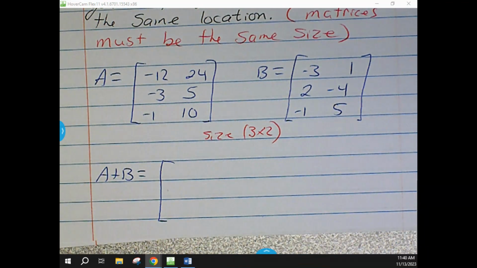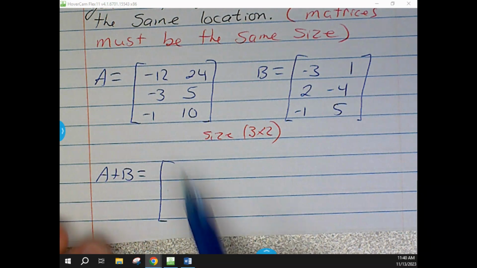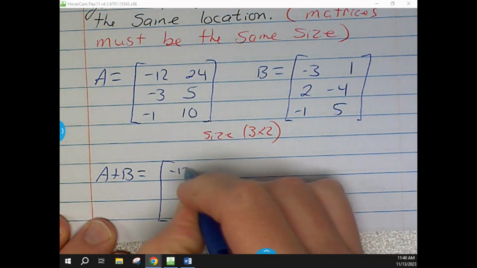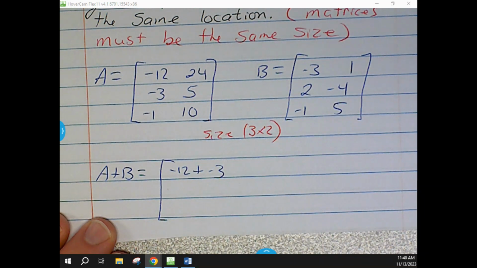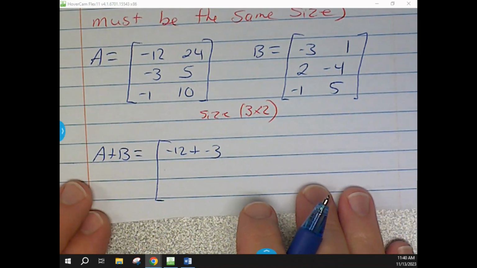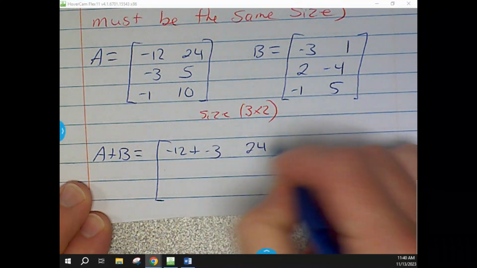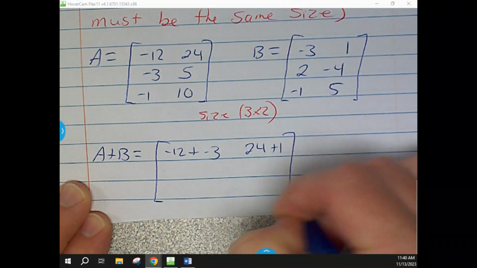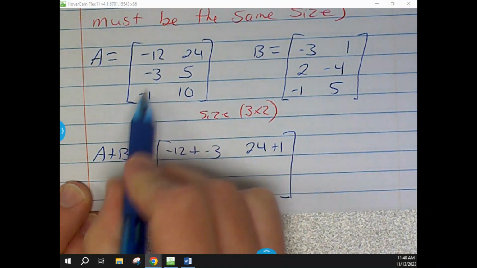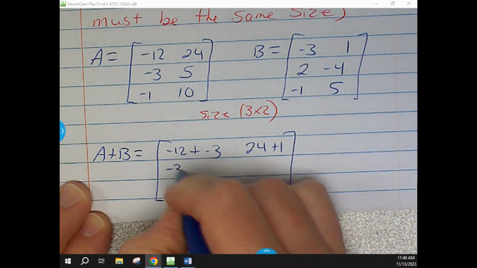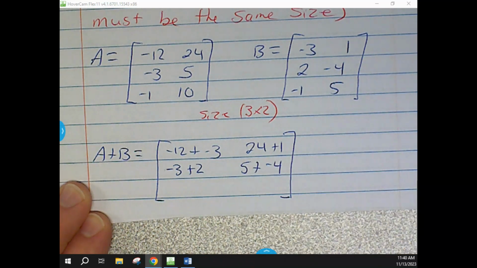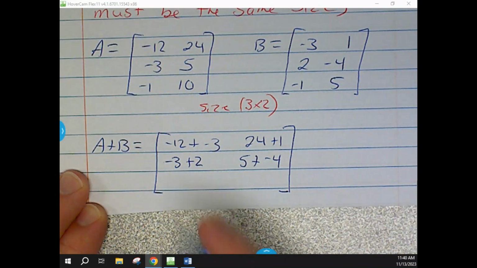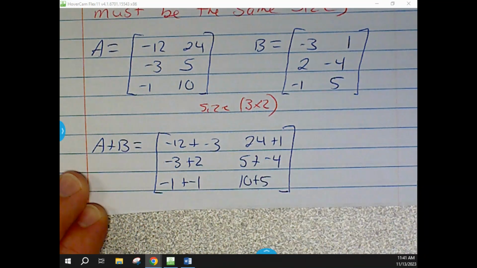All right, so if you're going to add them, it's pretty straightforward. You start in the top left corner. You're going to take negative 12 and add it to the number that's in the same spot here. So it's just negative 12 plus negative 3. Then we're going to add 24 plus 1. Next row, first number in the next row, first number over here, so it's negative 3 plus 2. 5 plus negative 4. It's negative 1 plus negative 1, and then 10 plus 5.